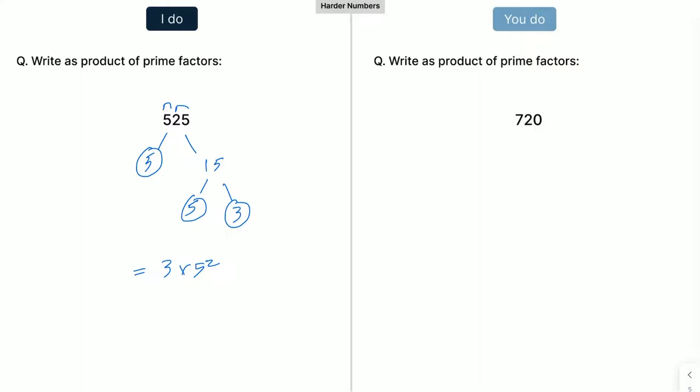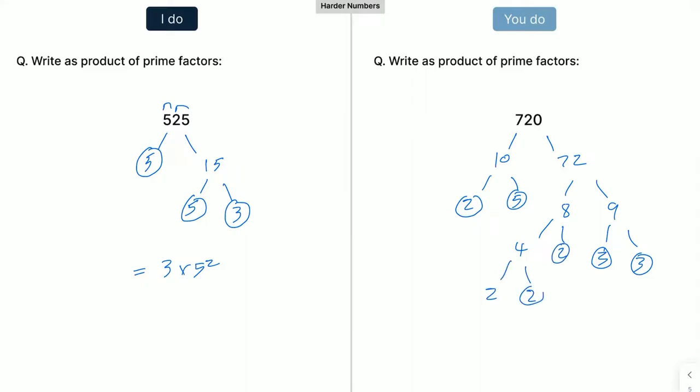So hopefully you've pressed pause and had a go at the example on the right. So for 720, you can break it down into 10 times 72. Now the 10 can be broken down into 2 times 5, and the 72 can be broken down into 8 times 9. Now neither of them are prime, so we can break that down further into 3 times 3. And the 8 can be broken down into 4 times 2. 2 is prime, and we can break the 4 down into 2 and 2.